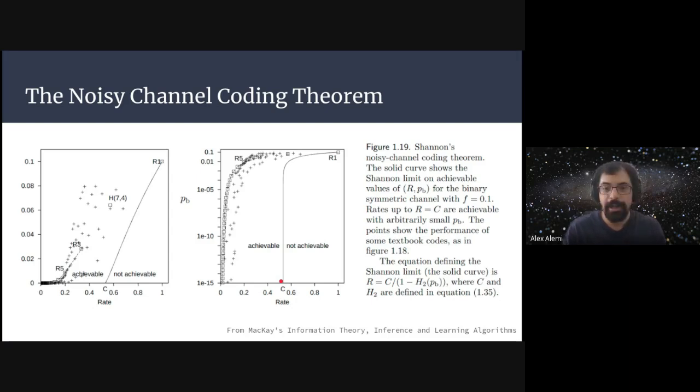So I'm not going to talk about this right now. I hope to, by the end of next session, revisit this topic, hopefully with a lot more clarity. But I wanted to give you a taste of the fundamental result of information theory.